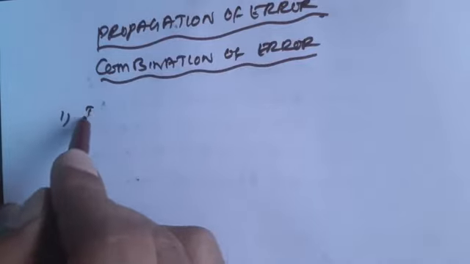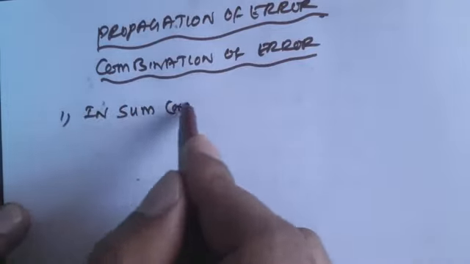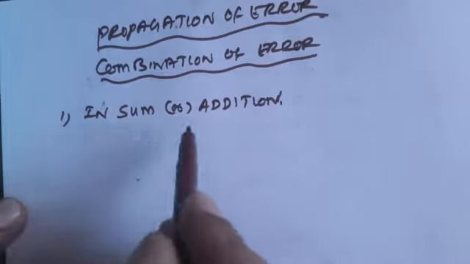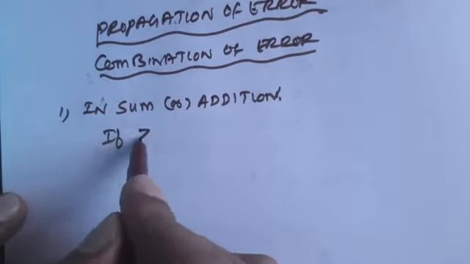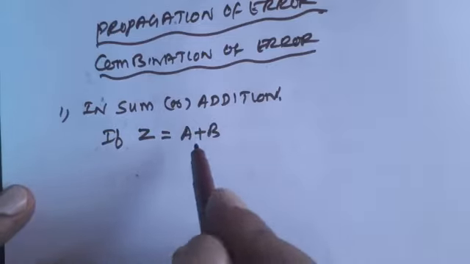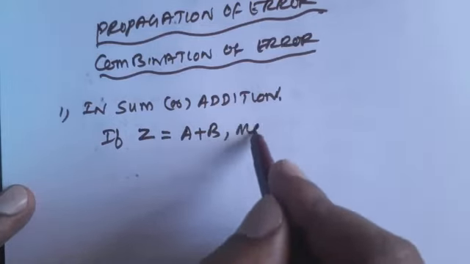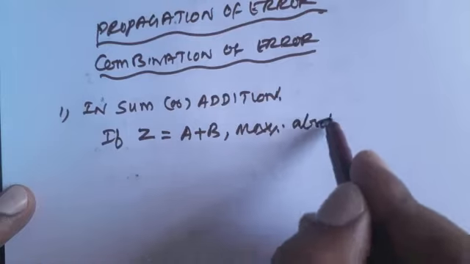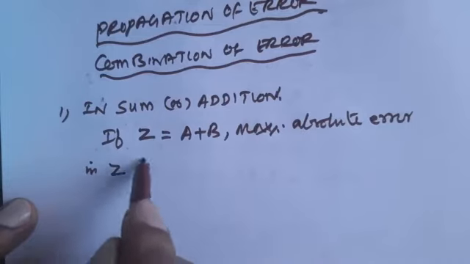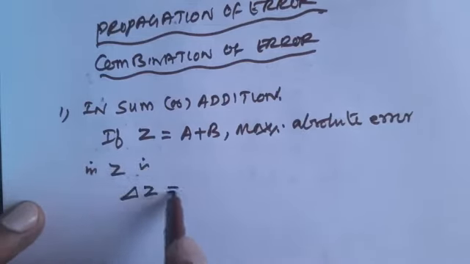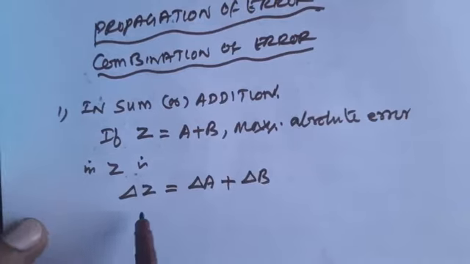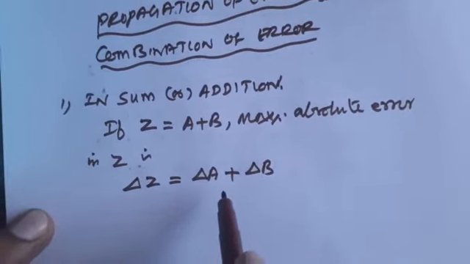One is in summing, or addition. Now in sum or addition, if z equals a plus b, then the maximum absolute error in z is delta z equal to delta a plus delta b.